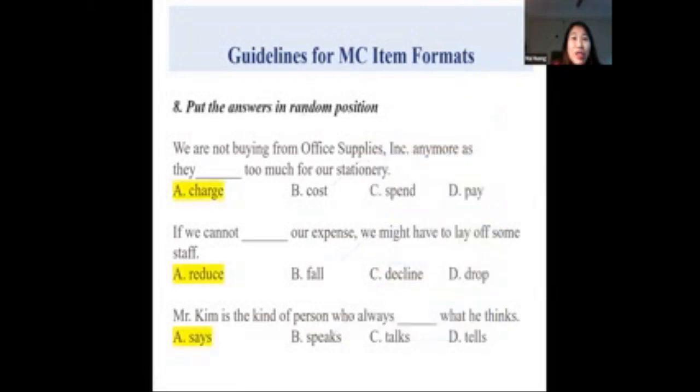And we go to the next one. Put the answers in random positions. So this is one example. Sometimes we do not pay much attention when putting the options. So sometimes for many sentences, the answers are in the same position. Like for this text, for example, all of the correct answers are A.